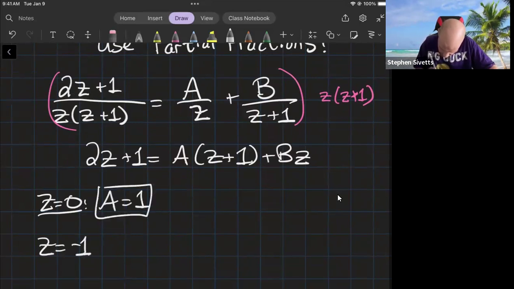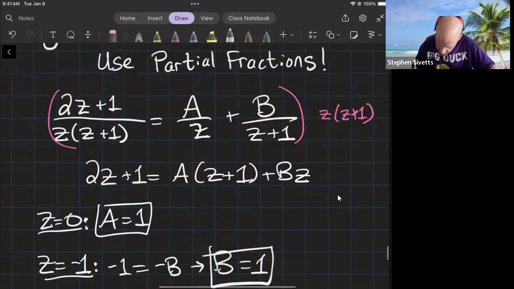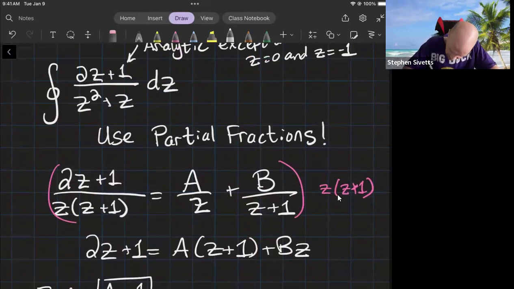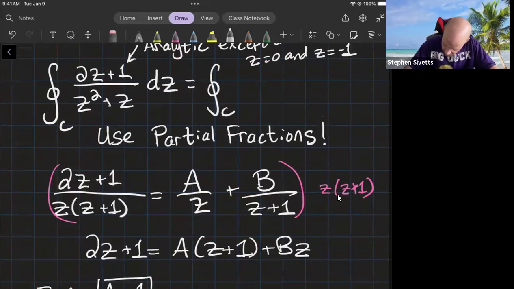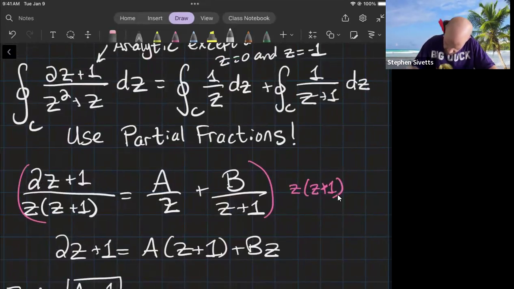And if z equals -1, this would mean that -1 equals minus b, which means that b is 1. So what that means is that this integral right here equals the integral over the closed curve C of 1 over z dz plus the line integral over C of 1 over z plus 1. Pretty sweet.